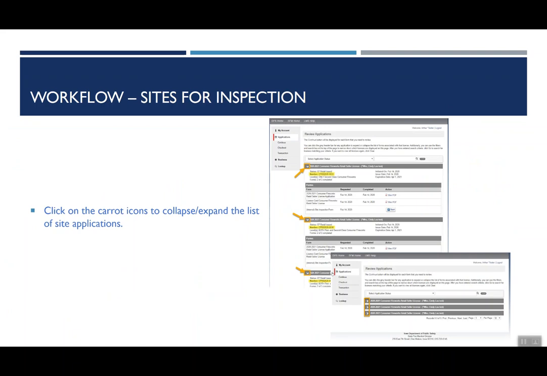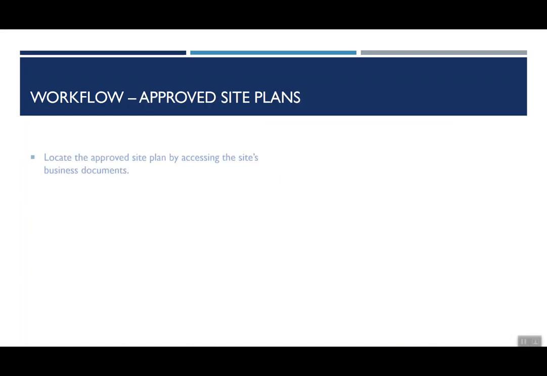To help manage your list of site inspections, you can expand or collapse the application details by clicking on the caret icon, which looks like the tip of an arrow, at the left of each gray application summary bar to show or hide the information for each application.